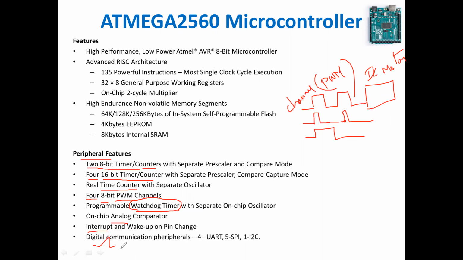And coming to the very important data communication peripherals, we have 4 UART, 5 SPI, 1 I2C. These are what we call communication devices. UART is universal asynchronous receiver transmitter, SPI is serial peripheral interface, and I2C stands for inter-integrated circuit. These are all different protocols which are used for data transfer.